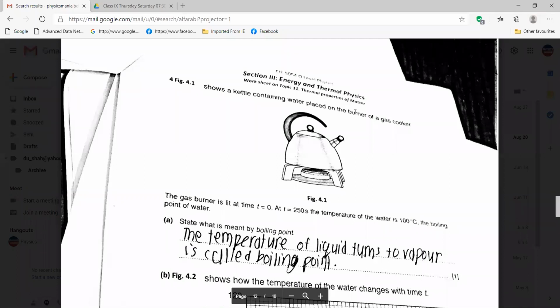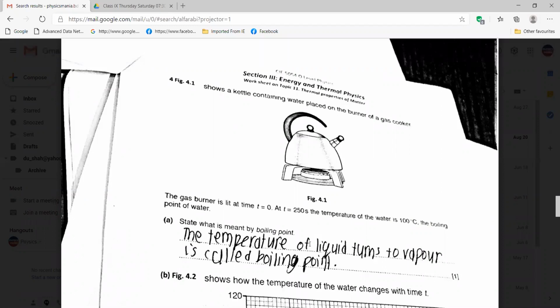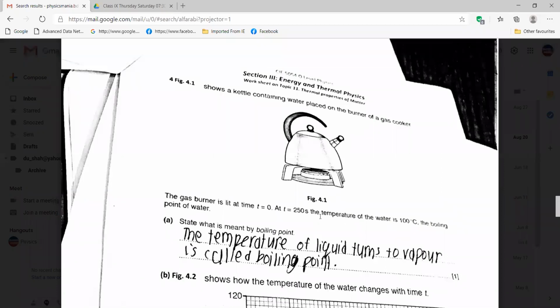The temperature at which liquid turns to vapor on heating. Correct it, there will be no "of" here. The temperature at which liquid turns to vapor on heating. Never forget this definition.